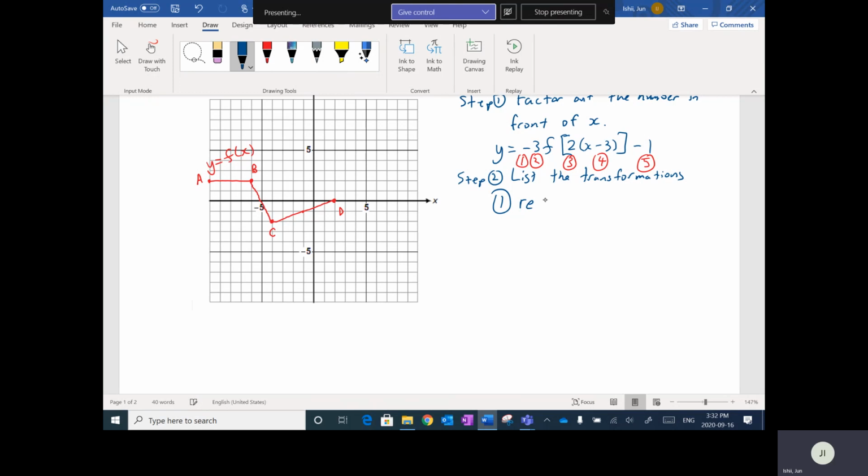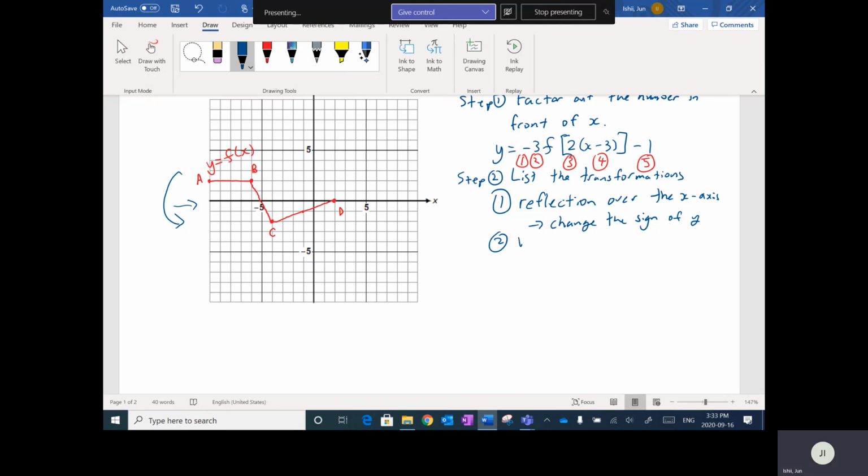So the first transformation there is a reflection over the x-axis. In order to reflect the graph over the x-axis, we change the sign of the y variable. So I'm just going to write: change the sign of y. It is a reflection over the x-axis, but for that to happen, we need to change the sign of our y value, or y coordinate.